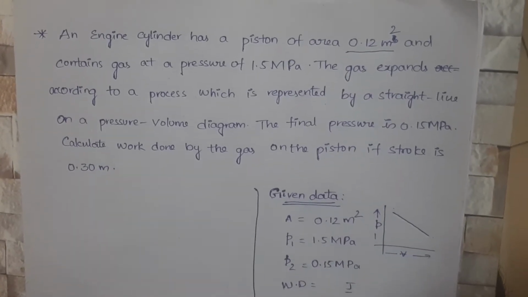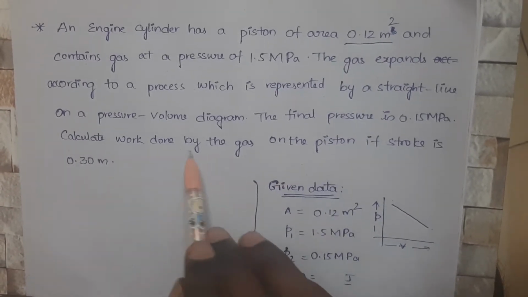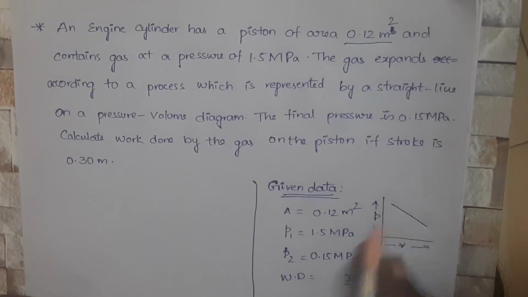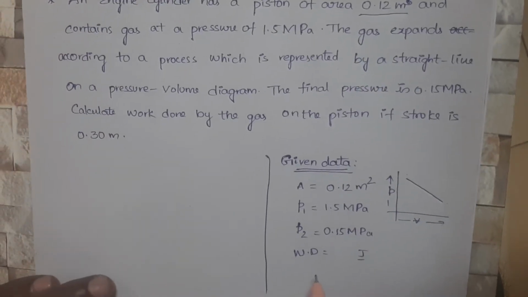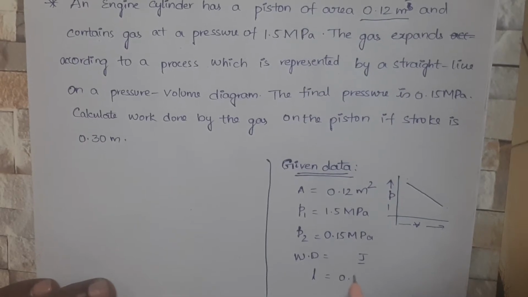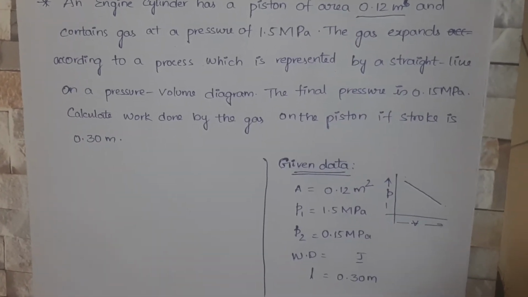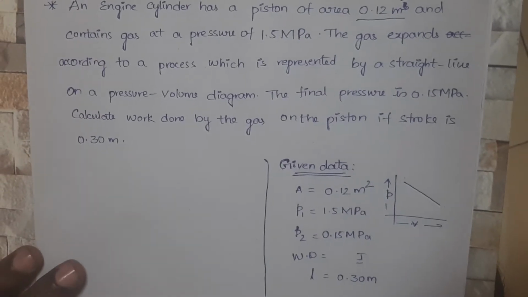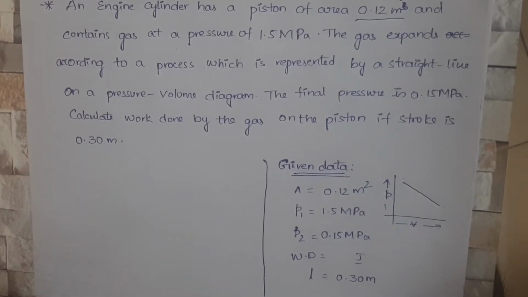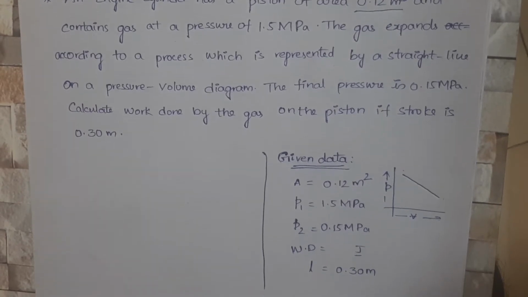And finally, I'll try to change the units. The work done by the gas is required. The stroke length is also given: L is equal to 0.30 meters. So if the data is given like this, how to solve the problem? The problem can be solved in many ways.